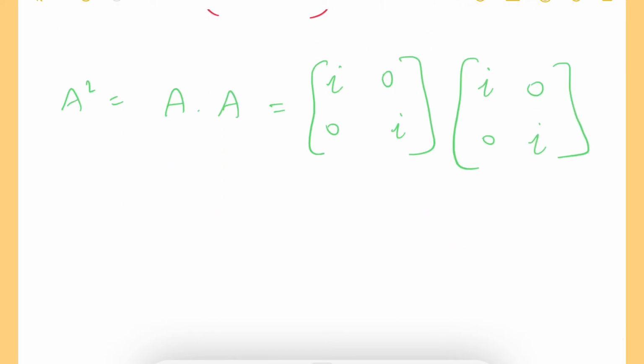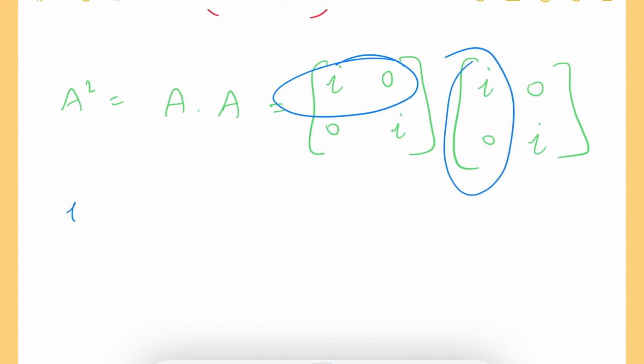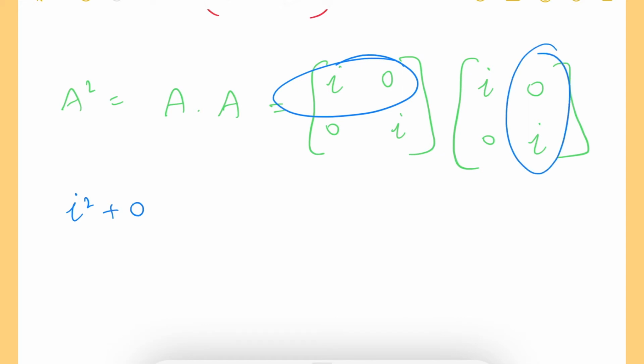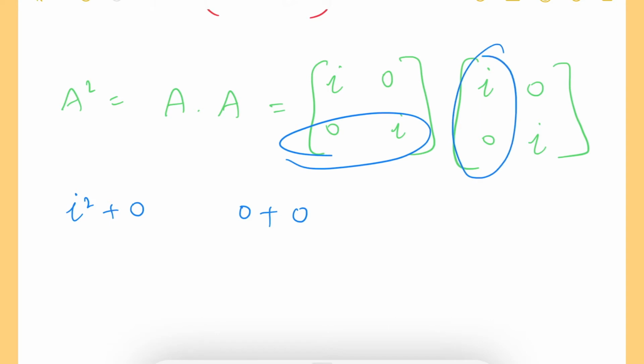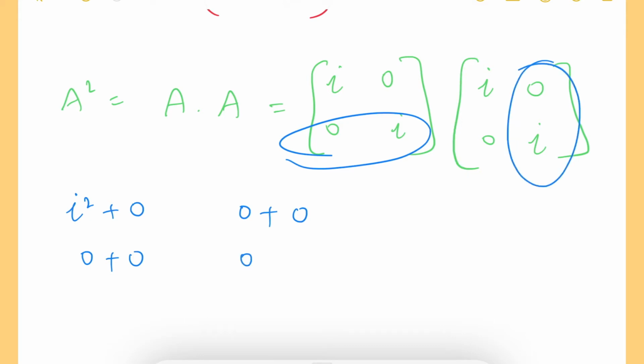Here the number of columns in the first matrix and the number of rows in the second matrix are the same, so we can multiply. First row multiply with the first column: I into I, I square, plus 0 into 0, that is 0 only. Next, first row multiply with the second column: I into 0 plus 0 into I. First row completed. Now let's move to the second row. Second row multiply with the first column: 0 into I plus I into 0. Next, second row second column: 0 into 0 plus I into I, I square.